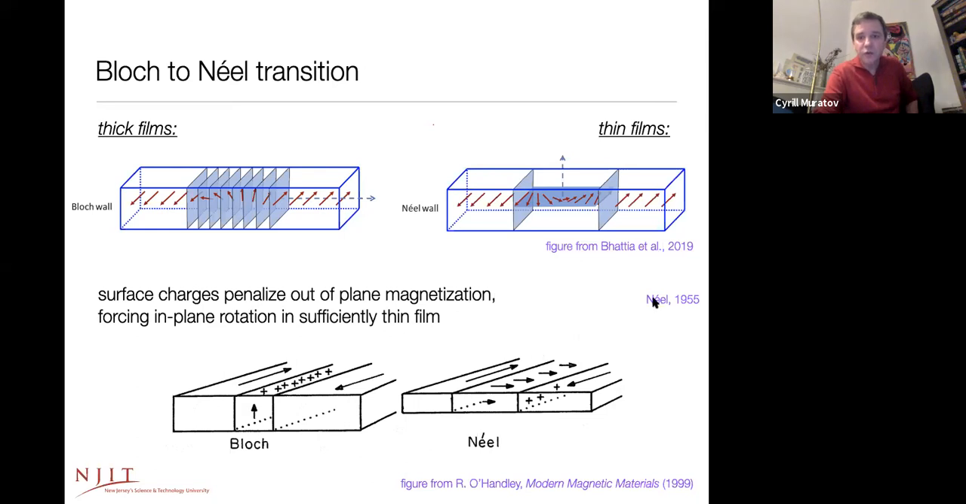It was Néel who observed in 1955 that if the thickness of the film becomes sufficiently small, it is actually energetically more favorable to perform a rotation between the two directions not in a Bloch manner, but in what is now called a Néel manner, namely when the magnetization rotates in the film plane. Clearly, this kind of configuration cannot be charge free, because there is always a non-zero divergence of the in-plane magnetization going across the wall. So this creates a difficulty, because in order to study domain wall solutions in thin films, one does need to properly account for the non-local nature of the stray field interaction.